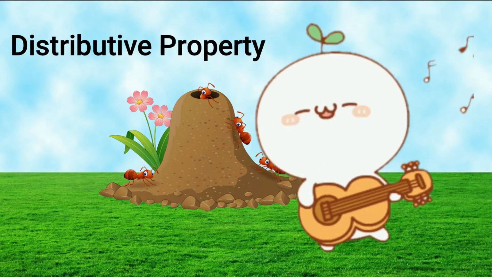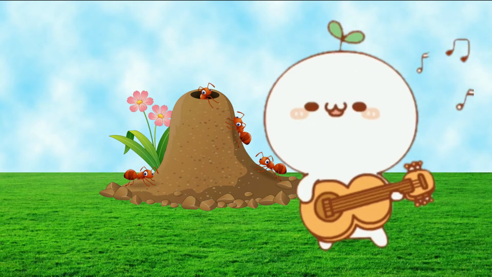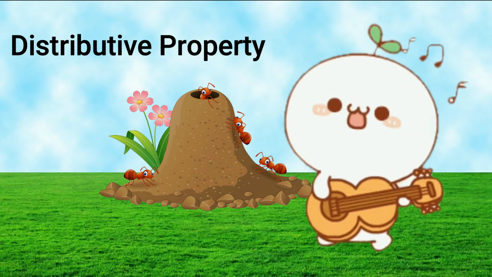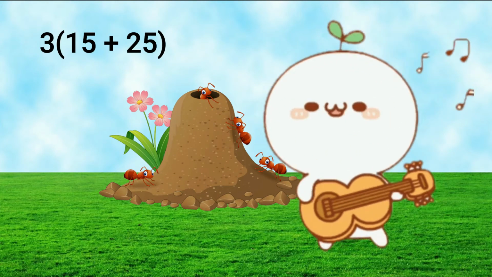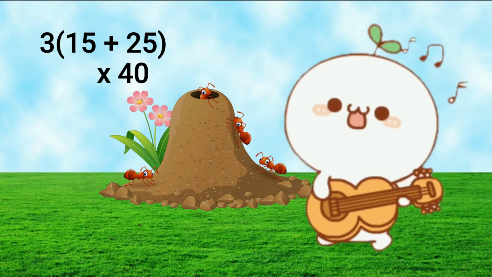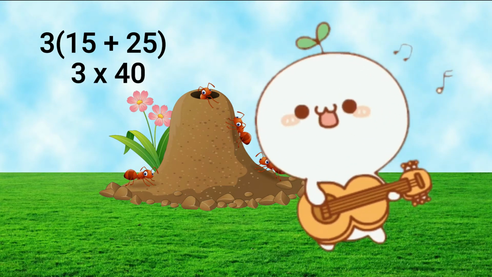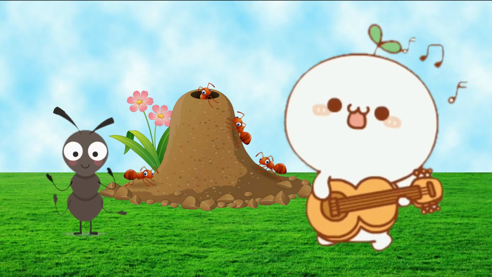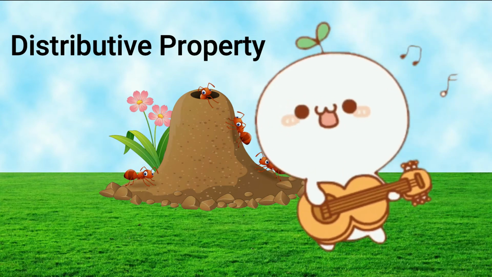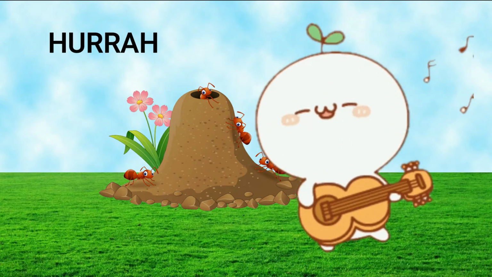The distributive property helps distribute, hurrah, hurrah. If you add the numbers in parentheses and multiply by what's outside, your answer should be 120. Show your work, so your answer is correct. Boom, boom, boom.